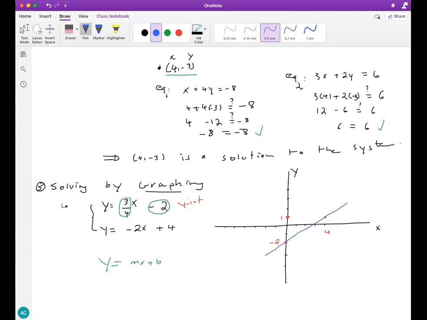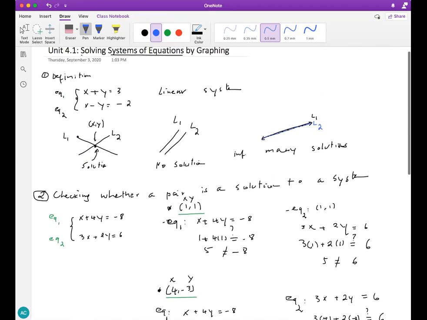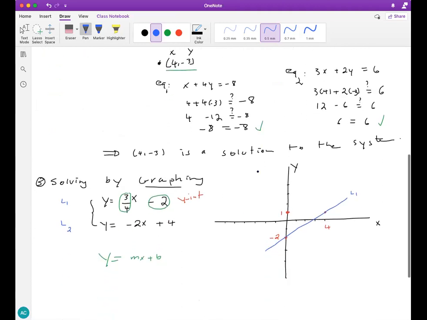Let's call this line 1, line 2. Now we're going to repeat the same process. On the same graph, we're going to graph this second line and see how it behaves. It may intersect with the other line, you might not meet at all, or it may overlap. Based on that, we can conclude the solution, if any. So let's do the other one in a different color.